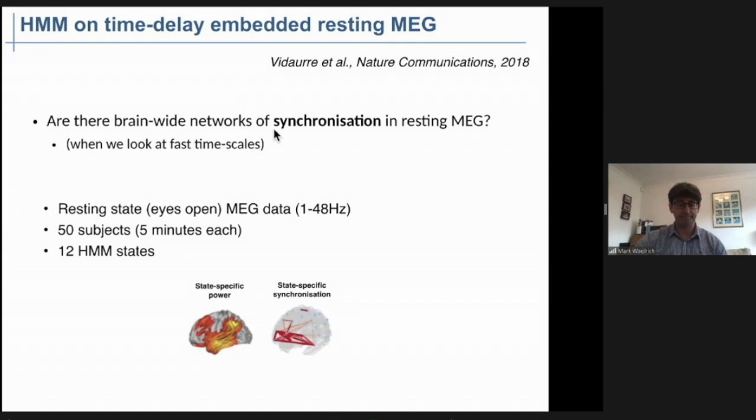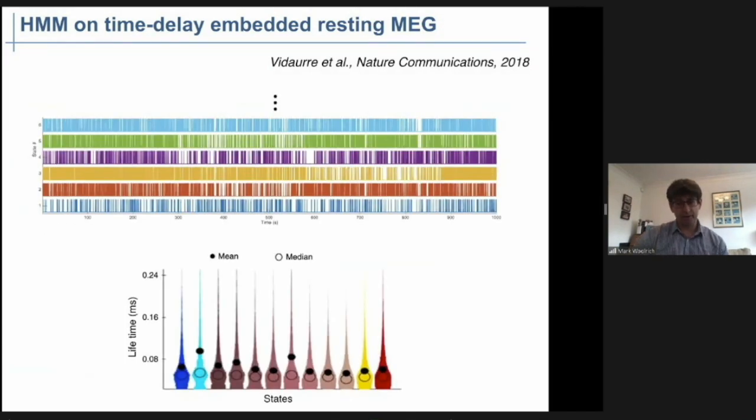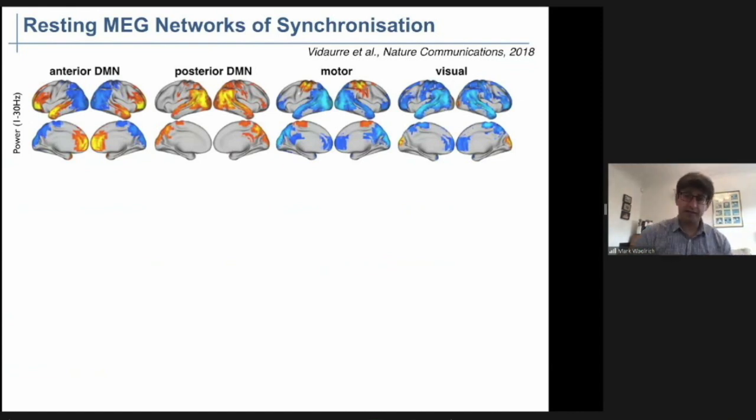So the first thing we can look at is the state time courses that we get from using the time delay embedded HMM. What we can see now is that the lifetime of state visits is on the order of about 50 milliseconds. So about twice as fast as we saw with the amplitude HMM. The first thing we're looking at in terms of the functional brain network descriptions is the spatial maps, telling you about the amount of power that you have in each brain area between 1 and 30 hertz. And we're showing you it here for 4 of the states of the 12 that we inferred.